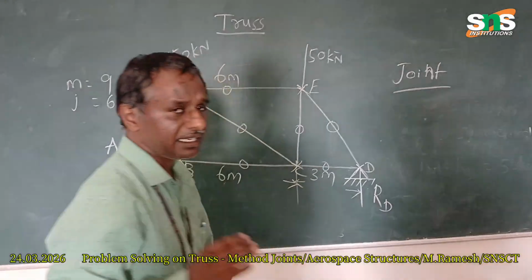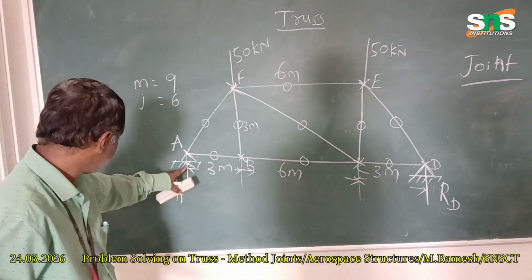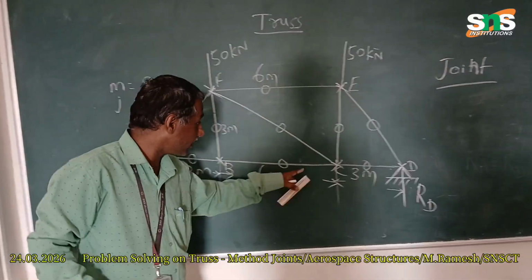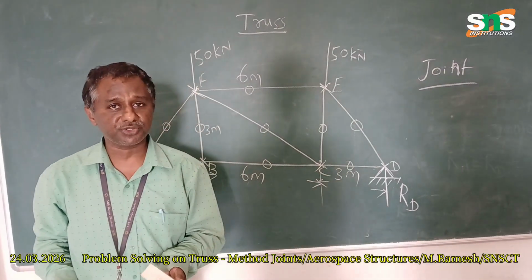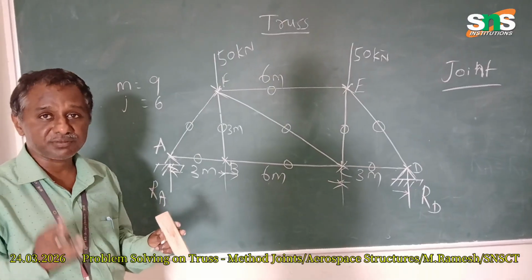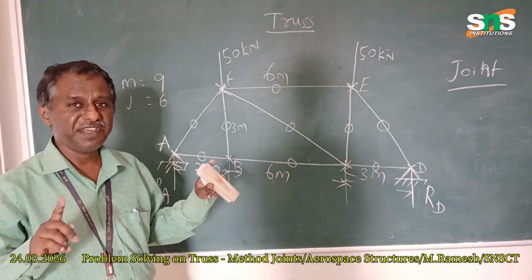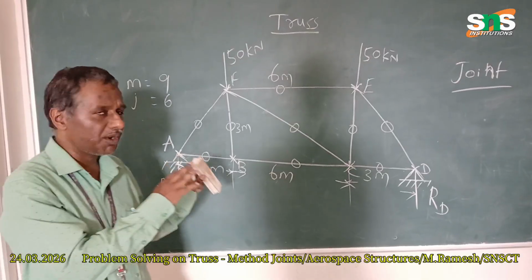Which joint can I choose first? You can choose A or B or C or D. Any joint you can choose, but at the same time the number of unknowns should not be greater than 2, because we are going to apply only equilibrium equations.